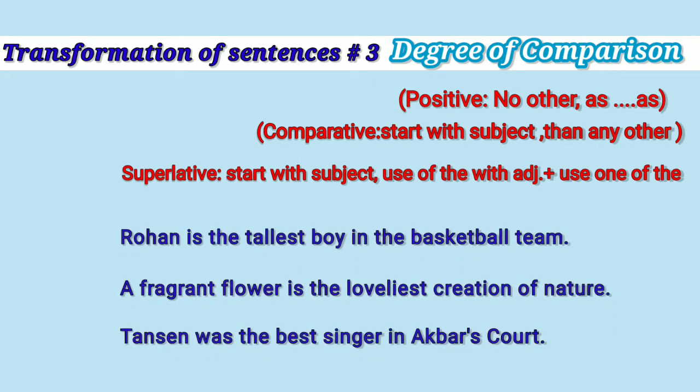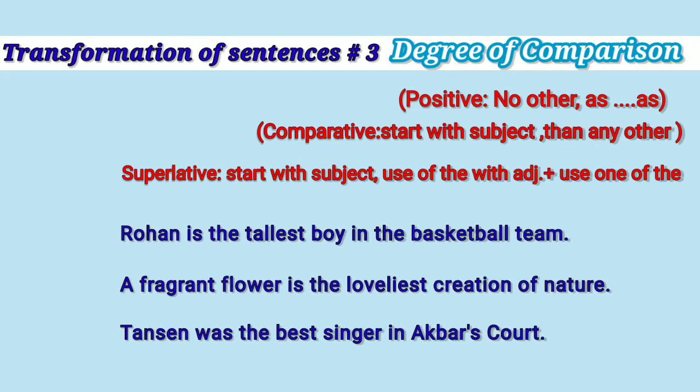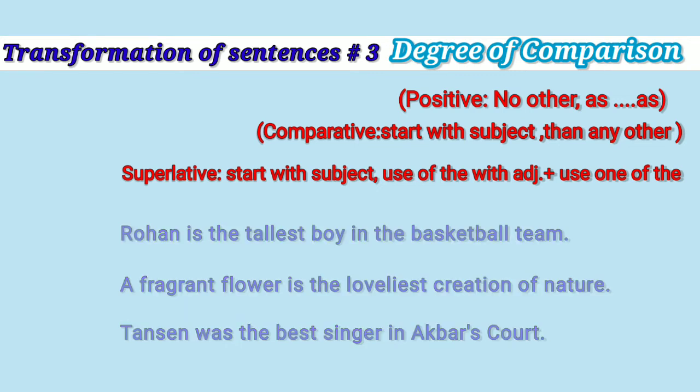These are the three examples which we have done just now. Here Rohan is the tallest boy in the basketball team. What if there are other boys as tall as Rohan? That is, Rohan is one of the tallest boys in the basketball team. Or Tansen was not the only best singer in Akbar's court. There were other singers who were as good as Tansen. So sentence formation in those cases will change. Let us take up those type of sentences.